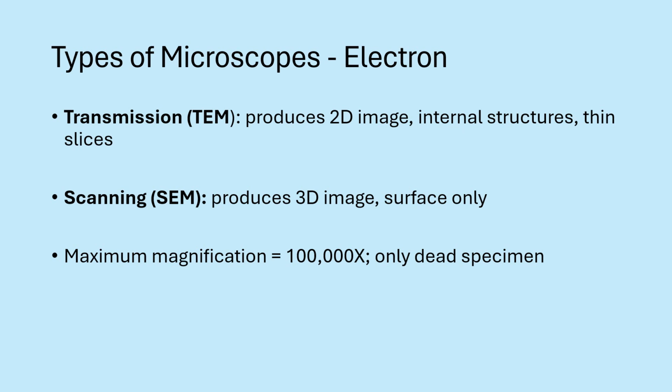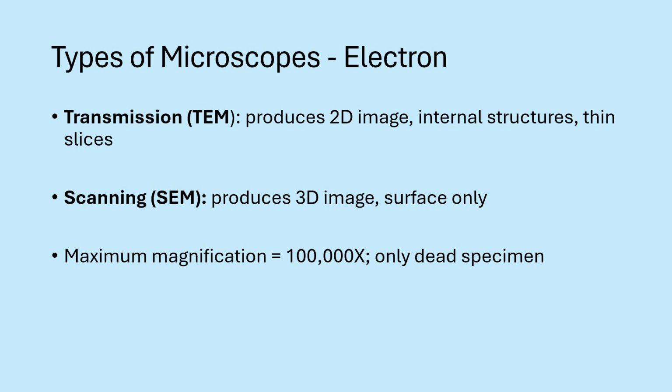Another type of microscope is the electron microscope. There are actually two different types of electron microscopes. There's transmission, which is known as TEM, and scanning, which is known as SEM. The difference between them is that a transmission will produce a 2D image. You can see the internal structures of whatever specimen you're looking at. You have to make very, very thin slices to obtain that. Scanning will produce 3D images, but you're only going to see the surface. You will not see the internal structures.